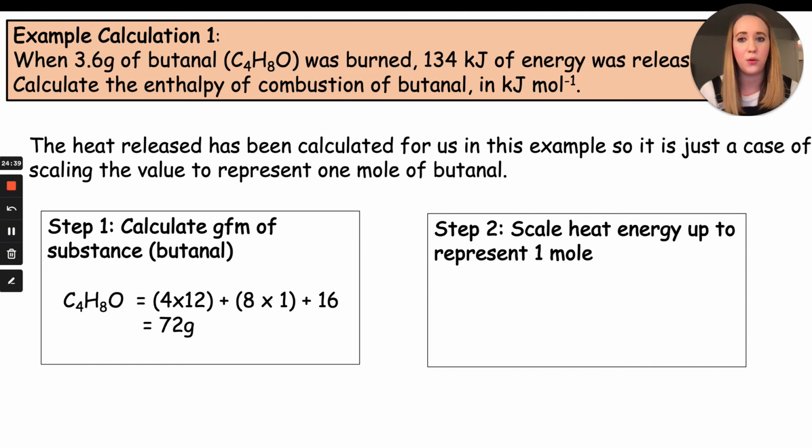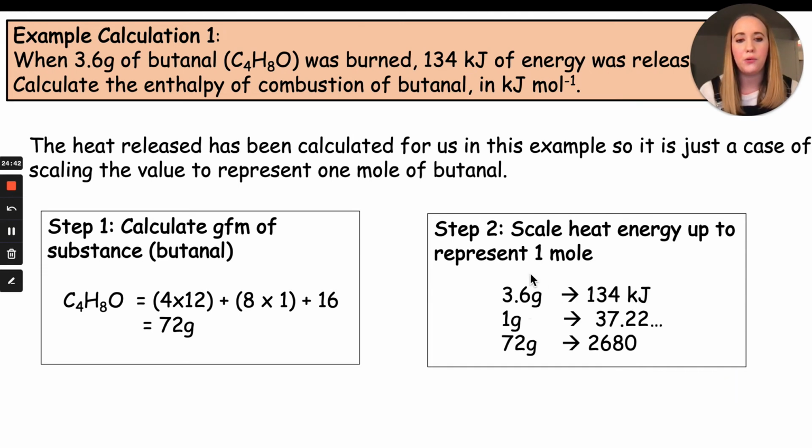starting with that relationship that the question's given us. So we know that 3.6 grams of butanol produces 134 kilojoules of energy. So we can scale that. The first step I've done here is to just scale that back to 1 gram. You don't have to write this interim step out. You can go straight to 72 if you're confident. But for anyone who's less confident, work out what 1 gram would be first of all. So if we divide both sides by 3.6, that gives you 1 on the left hand side and 37.22 on the right.